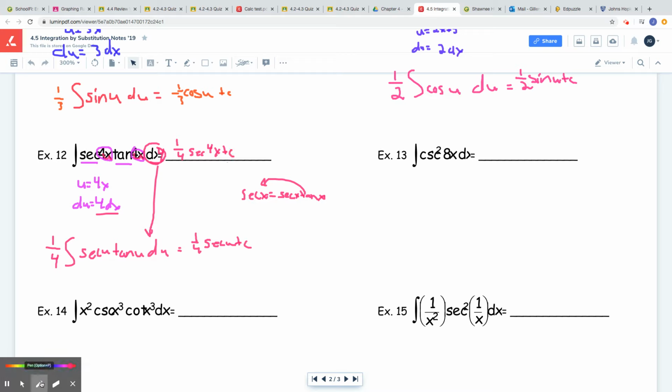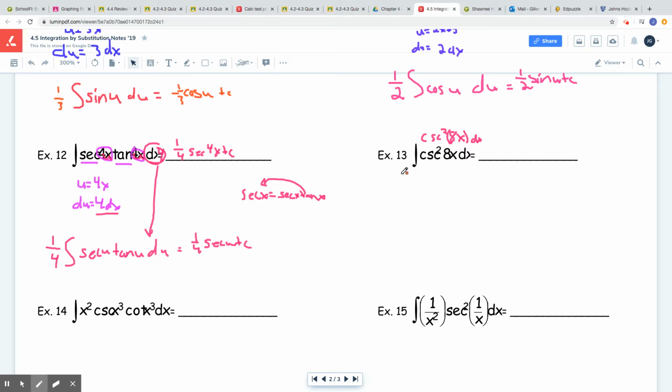All right, why don't you guys go ahead and try 13. So this is cosecant squared 8x. It looks kind of like secant squared 8x dx. Go ahead and try that one now.